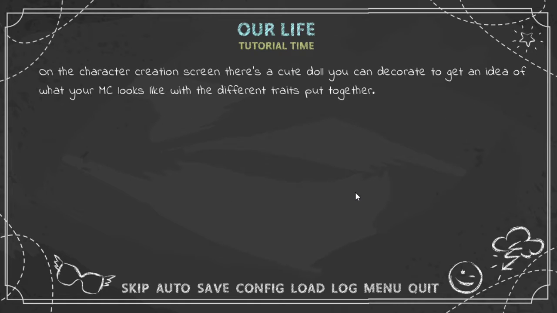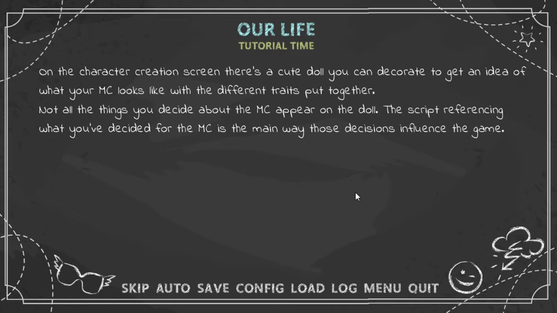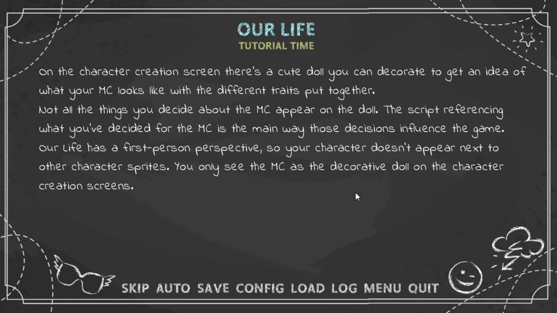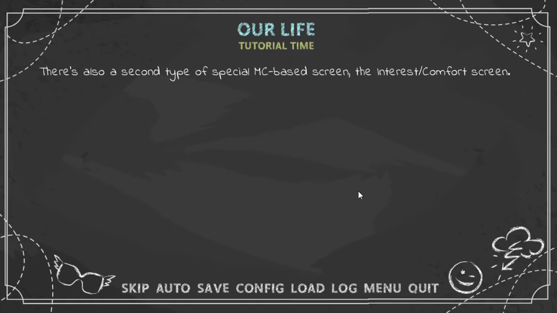On the character creation screen, there's a cute doll you can decorate to get an idea of what your MC looks like with the different sheets put together. Not all the things you decide about the MC appear on the doll. The script referencing what you've decided for the MC is the main way those decisions influence the game. Our Life has a first-person perspective, so the character doesn't appear next to other characters' sprites. You only see the MC as the decorative doll on the character creation screens.